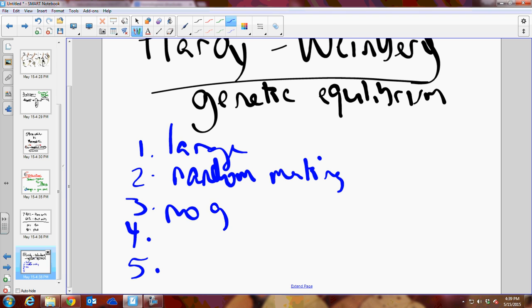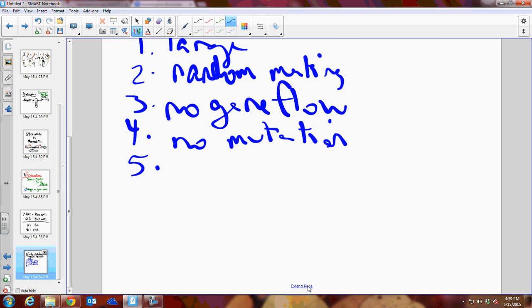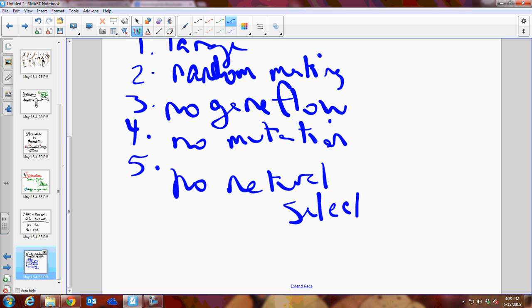No gene flow. That means that there's no flow of genes into or out of a population. No mutations, so no random changes in the genetic code. And then lastly, no natural selection, which denotes a few things.